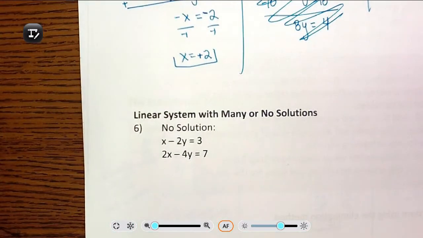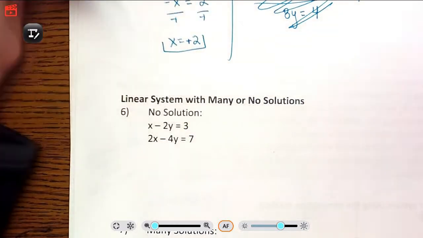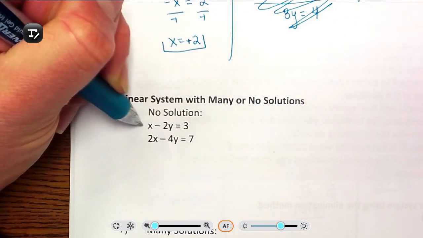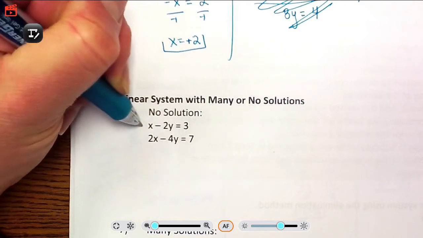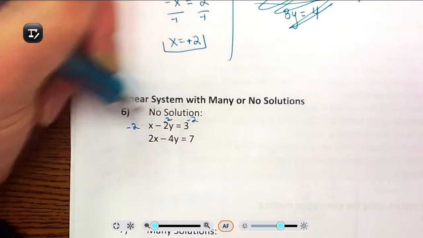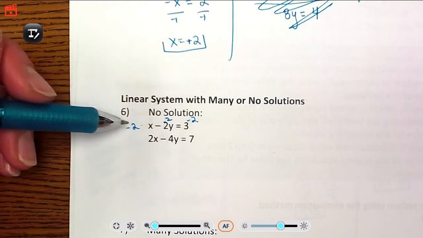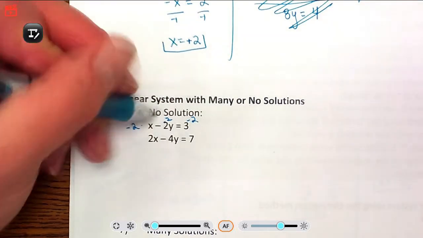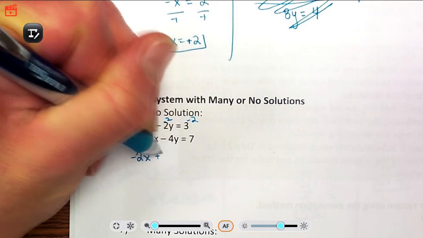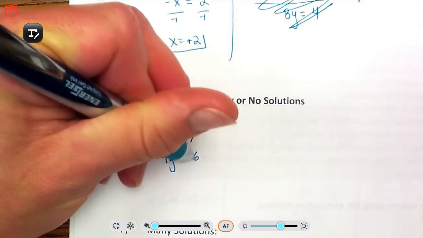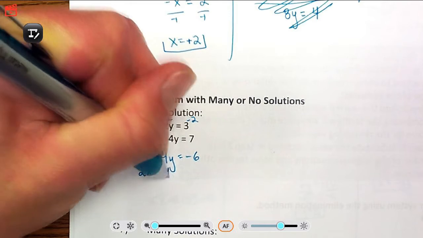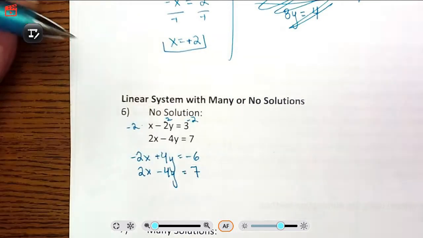Now try a linear system with no solution. Let's try the elimination way again. So I'm going to multiply to cancel x's. I'm going to multiply by negative 2, because then it will give me x's with the same value but opposite signs. So my A equation is now negative 2x plus 4y equals negative 6. My B equation is 2x minus 4y equals 7.